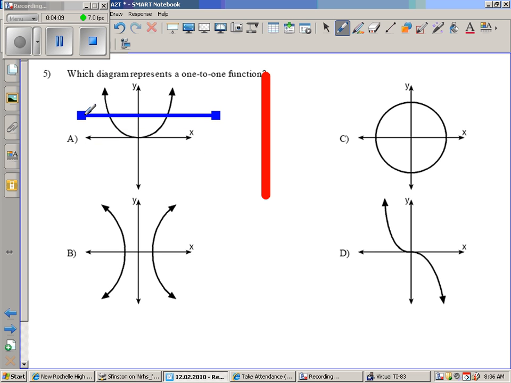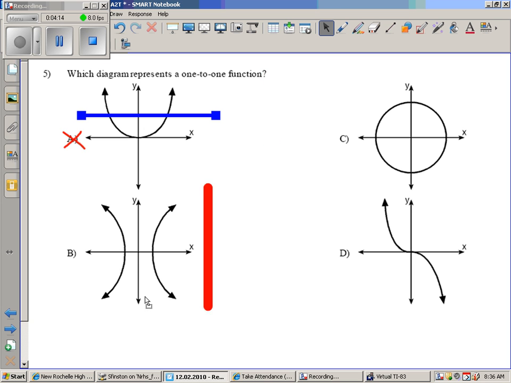No, so you're out. Let's try again. Let's break this bad boy out. Let's try B. Sweep it through. Does B pass even the vertical line test? No, you're out. Let's try C. Does C pass a vertical line test?